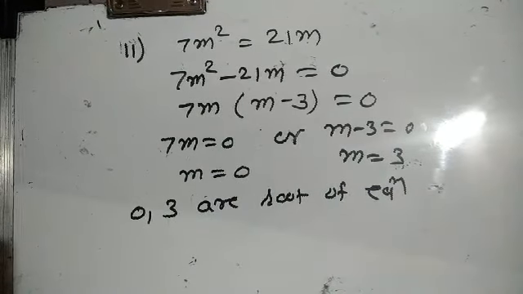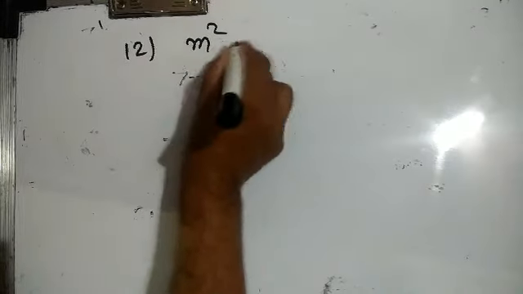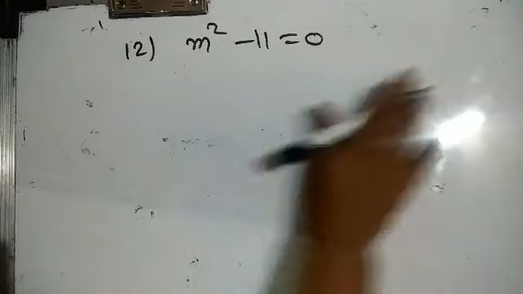Then the last problem from this practice set, and here m² minus 11 is equal to 0. This is the 12th problem. This is also very simple. m² minus 11 is equal to 0.